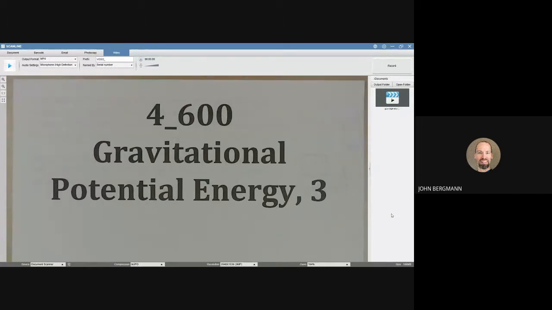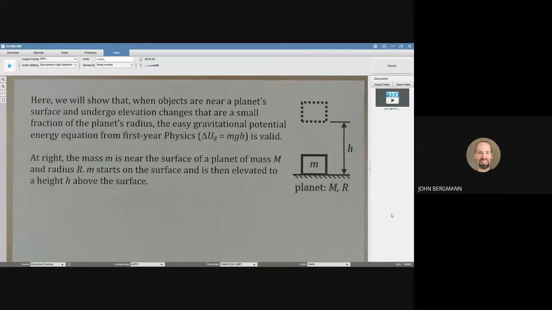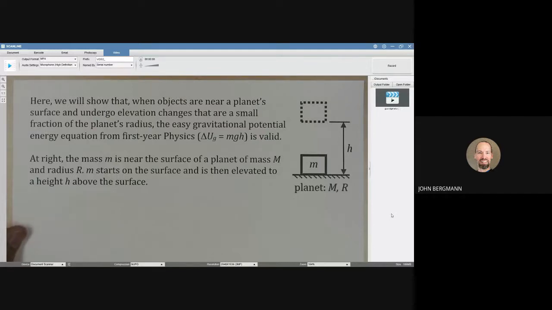Gravitational potential energy 3. Here we will show that when objects are near a planet's surface and undergo elevation changes that are a small fraction of the planet's radius, the easy gravitational potential energy equation from first-year physics, delta U equals mgh, is valid.